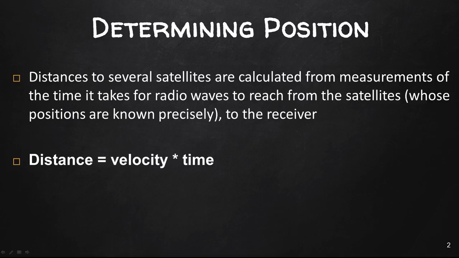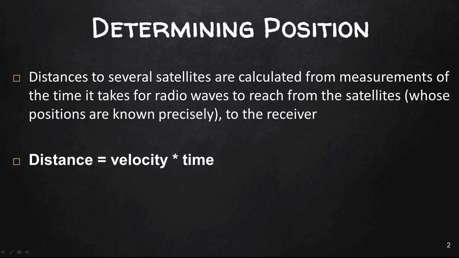Last week we looked at 2D trilateration. Next we're going to look at this from a 3D perspective. Distances to several satellites are calculated from measurements of the time it takes for radio waves to travel from the satellite, whose position is precisely known, to the receiver being held by you or in your car. Distance is equal to velocity times time. Velocity is the speed of light, which is 186,000 miles per second, and time is measured in seconds.